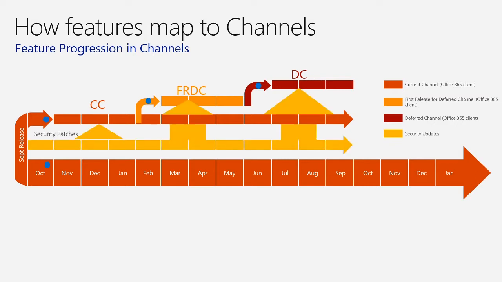Security patches. Again, should be fairly straightforward. We take each one of these as a production environment. So what you see here, the security patches are done feature by feature. So if the feature's in FRDC, it'll be patched in FRDC. If it's in CC, it's in CC. So we security patch all the different channels.